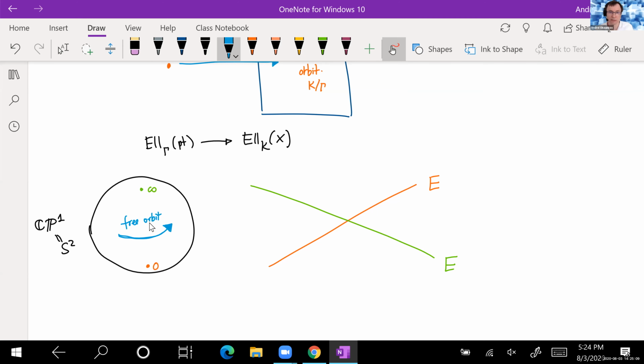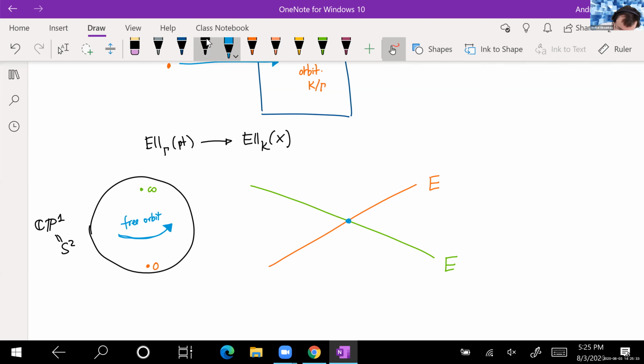So its stabilizer is trivial, and so its elliptic homology would be just a point, and so this is that intersection point. So the elliptic homology of that looks like a union of two elliptic curves joined at a point.